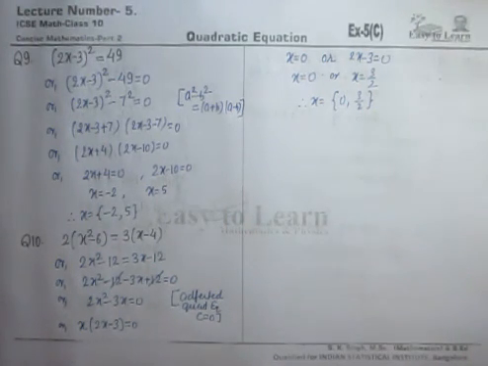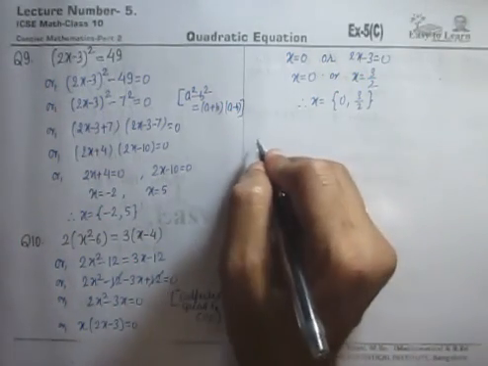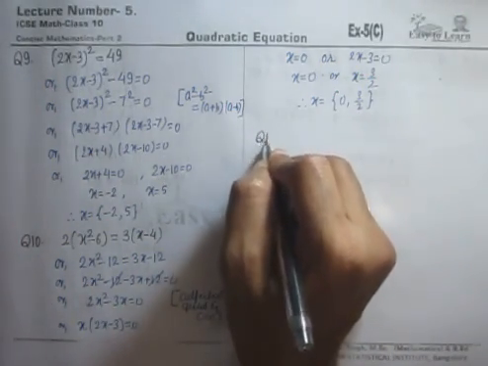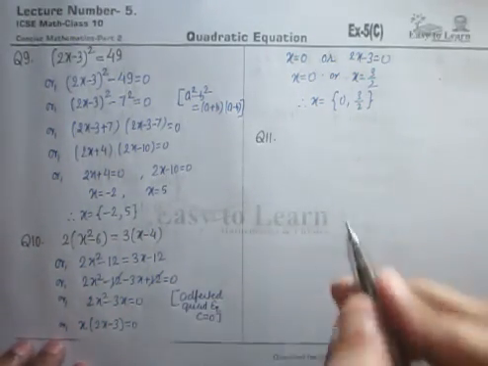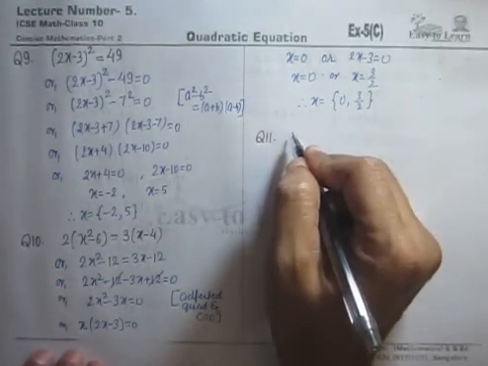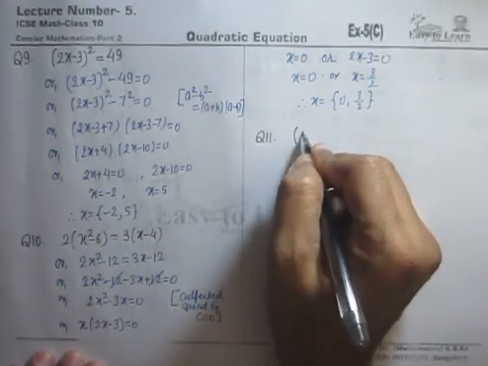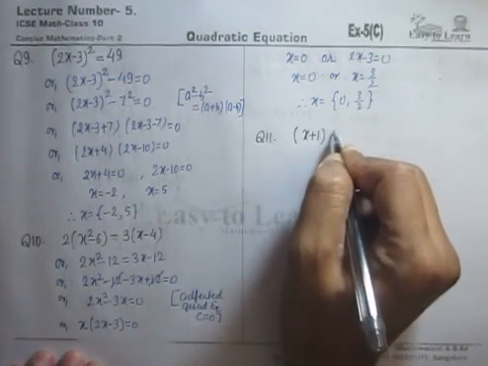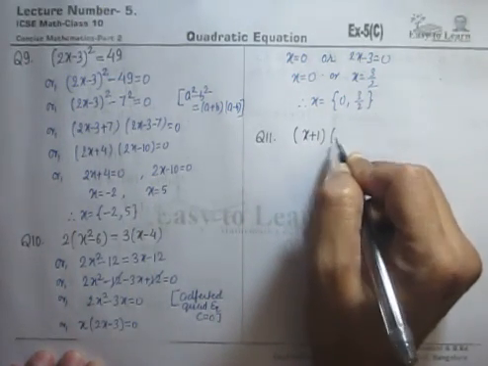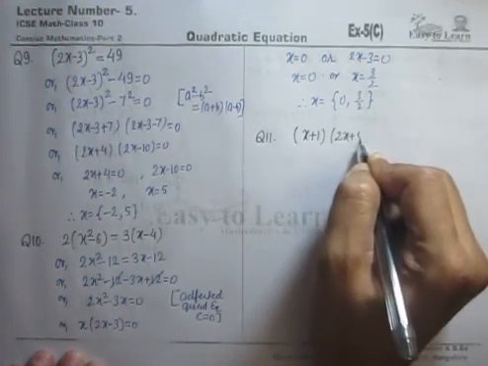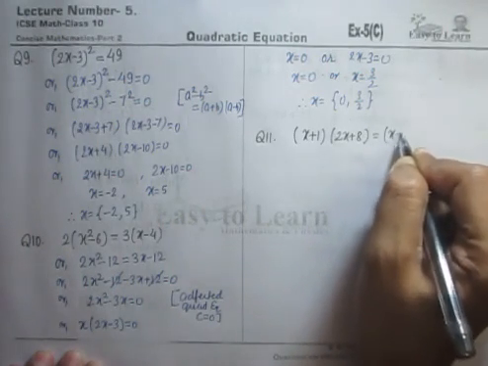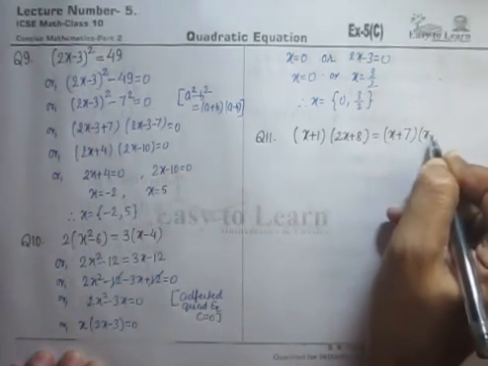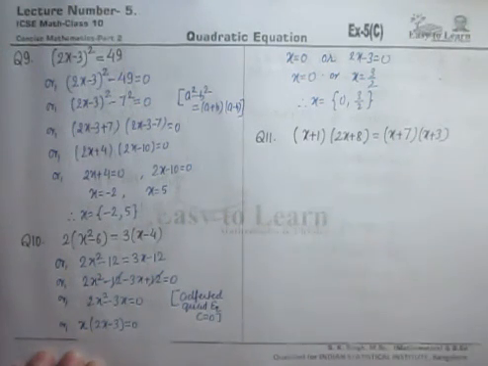Now, we still have some time, so we can solve some more questions. Question number 11. The given equation is (x + 1)(2x + 8) = (x + 7)(x + 3). So we have to solve this quadratic equation.